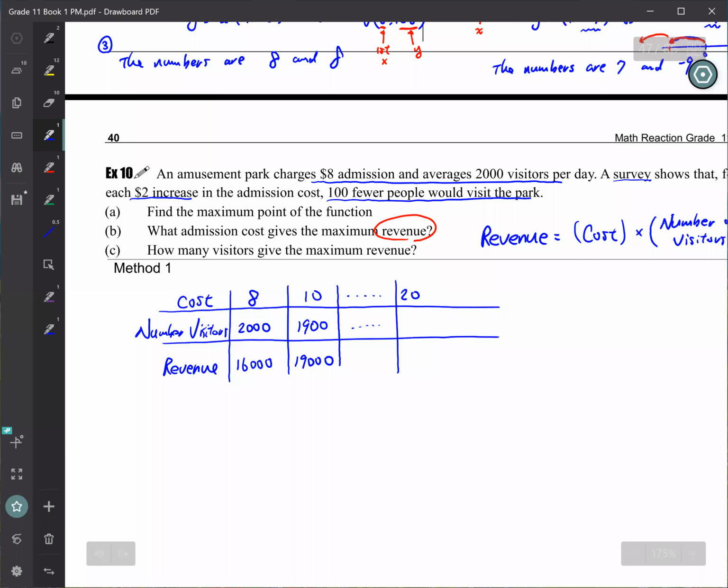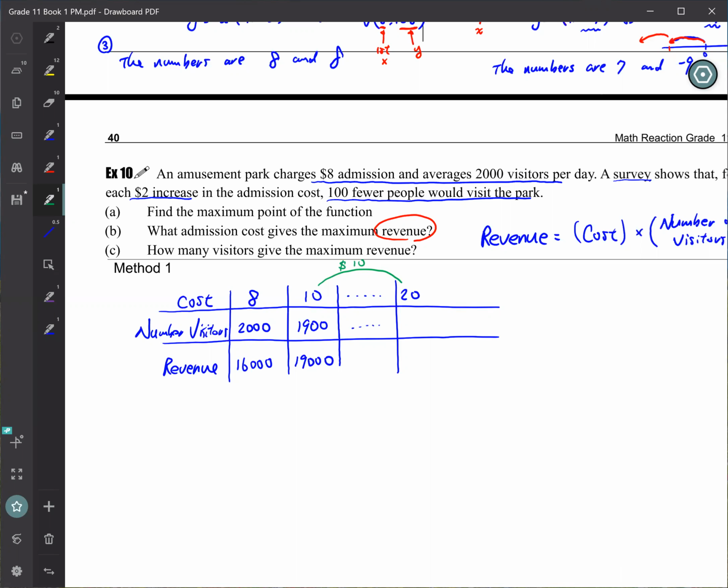Isn't it whenever you add $2 to the price, you minus 100 people from the visitors? That's right. Because it's $10 right now, if you add it to 20, that would be $10 different. So from $10 to $20 is $10 difference? And if it's $2 per 100 people, then you divide it by 2, then you multiply 10 divided by 2 times 100.